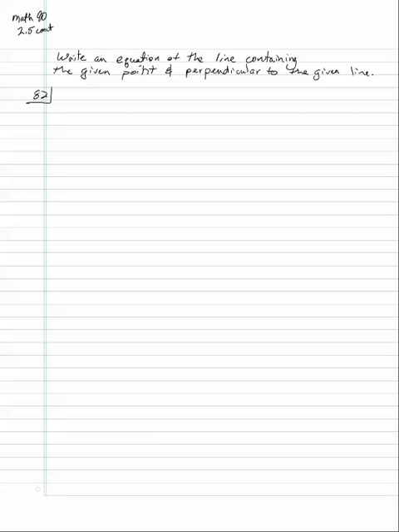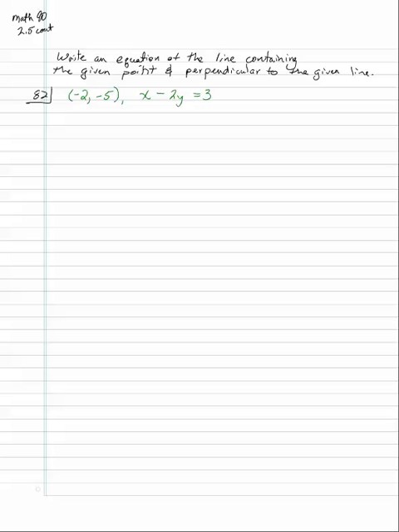So write an equation of a line containing the given point and perpendicular to the given line. So number 82 from the book: (-2, -5). So it goes through that point and it's perpendicular to x minus 2y equals 3.